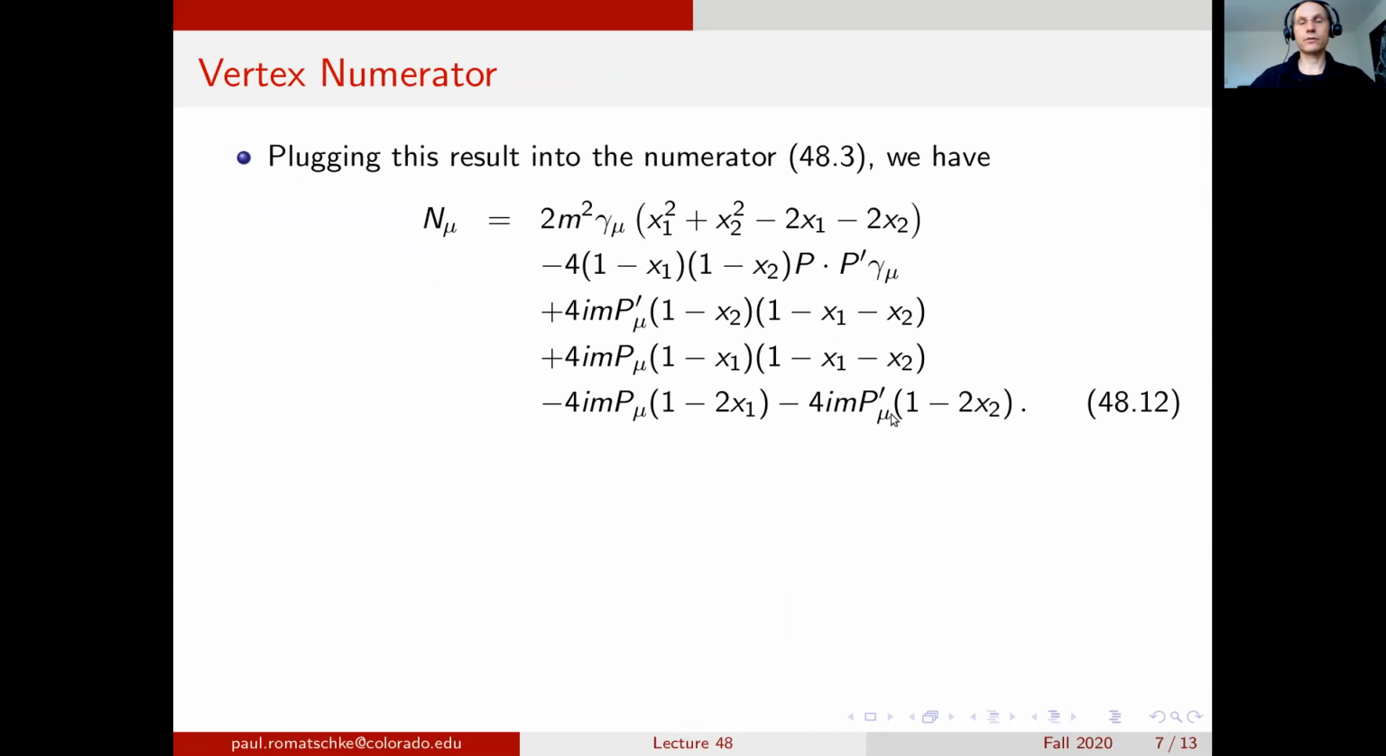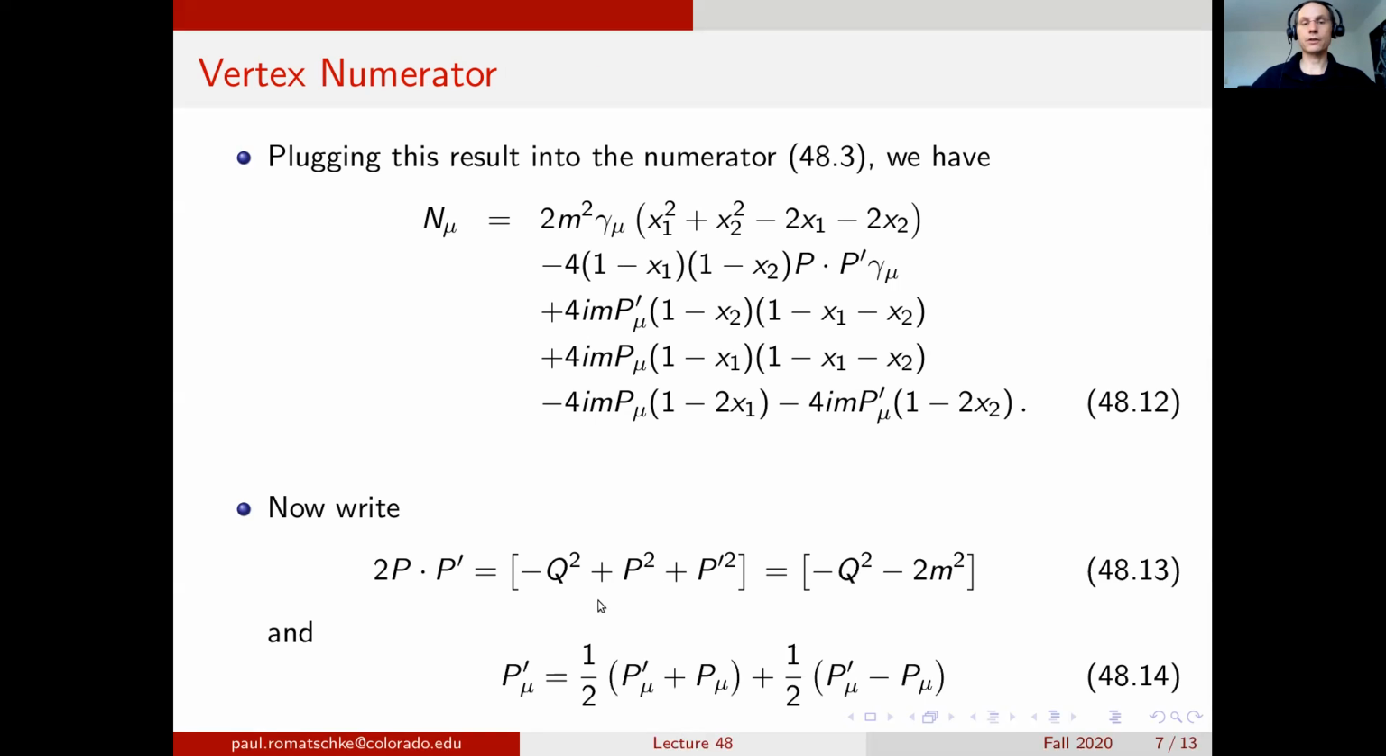Okay, so after reshuffling these gamma matrices, we find that the numerator is of the following form. It has all of these contributions. We then use the same trick as in the previous lecture, where we replace P dot P prime as minus (P prime minus P) squared, which is Q squared, plus P squared plus P prime squared. And we put this on shell. So then P squared and P prime squared are each replaced by minus M squared. So we get minus 2M squared. So we do this replacement for this term P dot P prime in here.